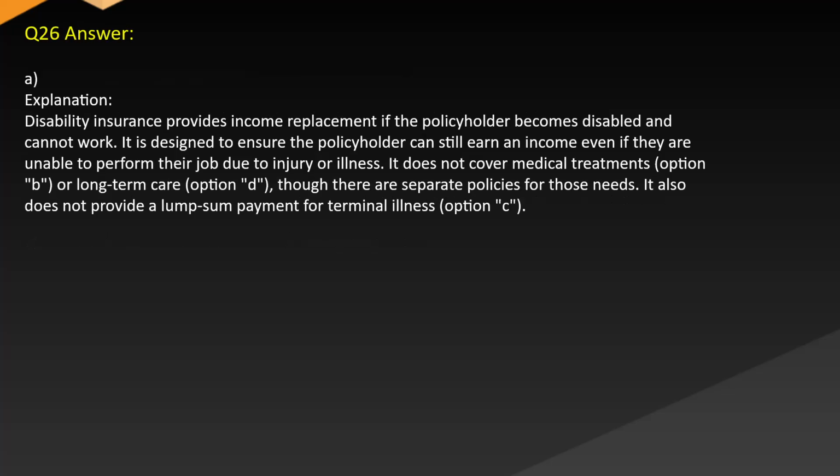Answer: A. Explanation. Disability insurance provides income replacement if the policyholder becomes disabled and cannot work. It is designed to ensure the policyholder can still earn an income even if they are unable to perform their job due to injury or illness. It does not cover medical treatments, option B, or long-term care, option D, though there are separate policies for those needs. It also does not provide a lump sum payment for terminal illness, option C.